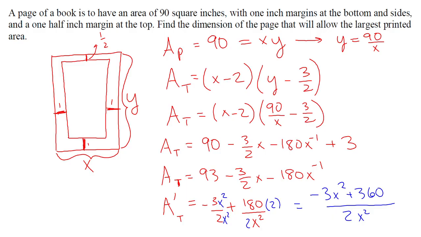And of course, we want to look for when this is equal to 0 and when it's undefined. It's undefined when x is 0, which doesn't give us a page of the book, so that makes no sense. So we'll set it equal to 0. We'll do that on the next page.